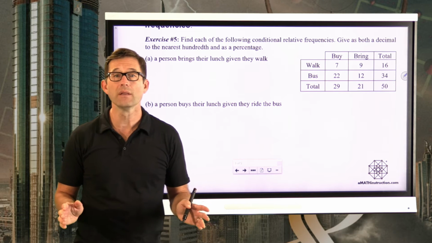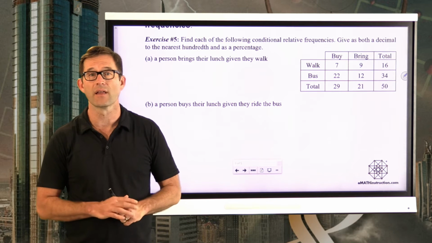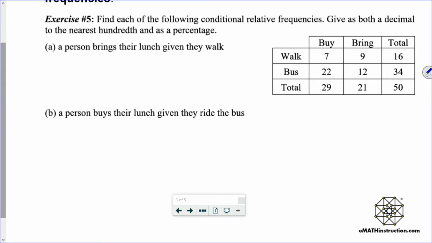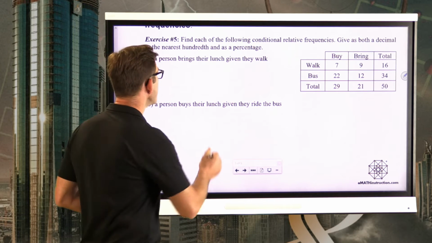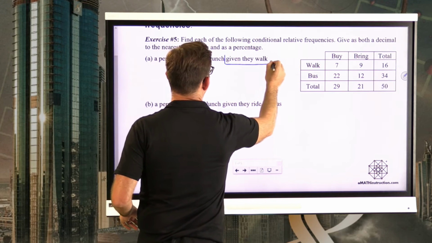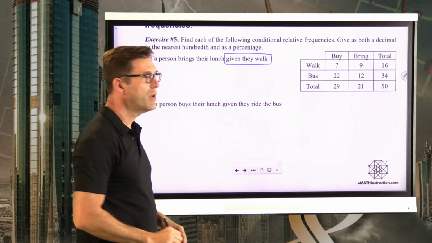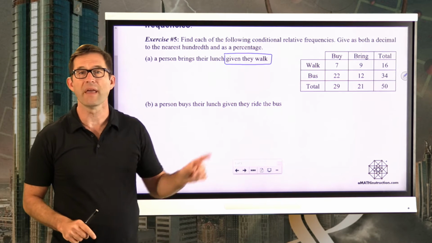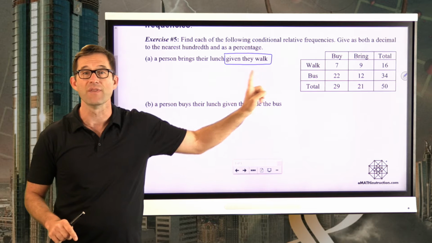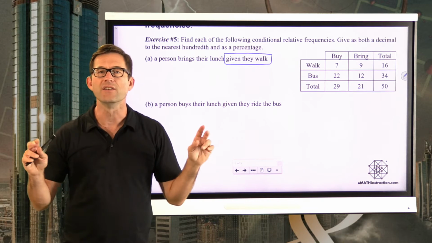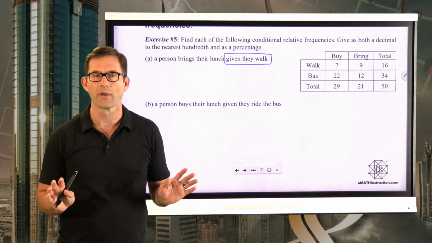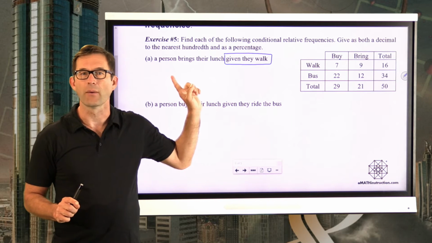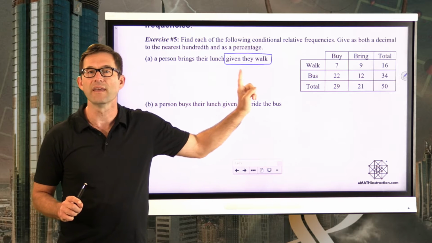Okay, so now it could be a little bit more messy, but let's kind of take a look. Letter A. A person brings their lunch given that they walk. Okay, this is very important, this phrase. Given they walk. All right. As soon as you want a proportion based on some kind of a condition, this is the condition, that's why they're called conditional relative frequencies. I wouldn't be overly wrapped up in that term, okay? I'd be more wrapped up in this language. A person brings their lunch given they walk.